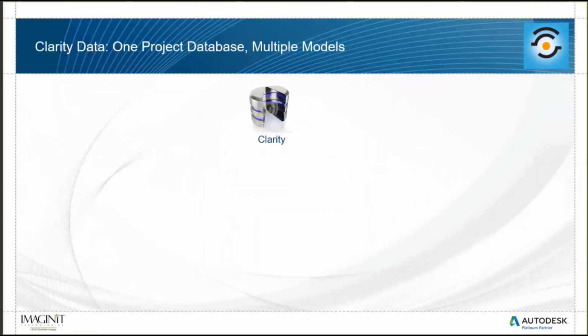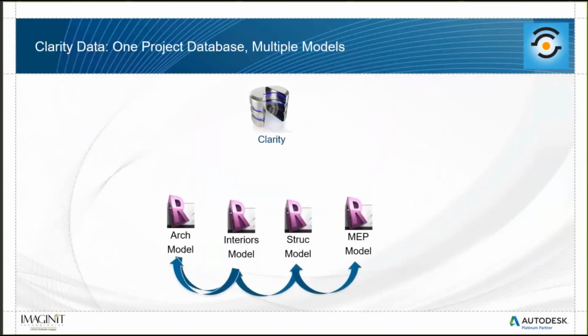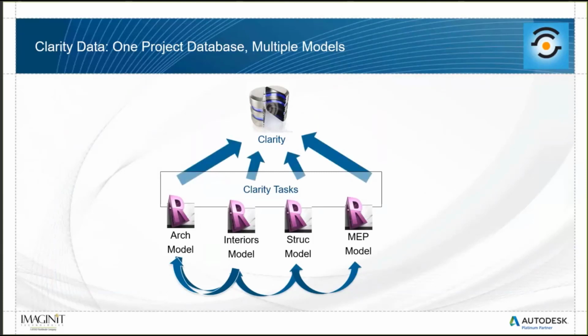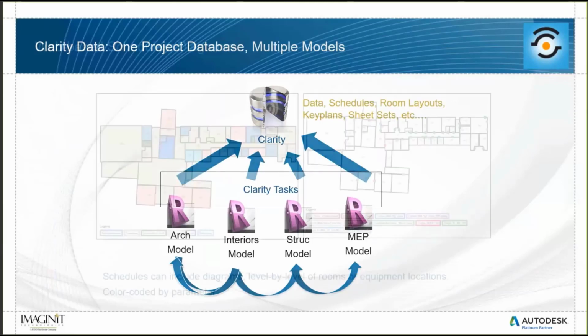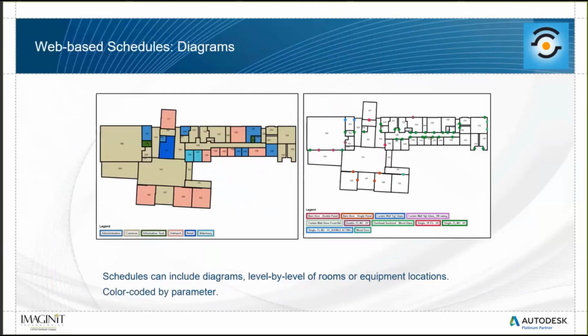And again, we have that one Clarity database, and we can collect all the information from all the models and aggregate it into a single database. Then we have all those tasks that can run on all or any of the models. It sends all that information into that central Clarity database. We can extract from that all the data, the schedules, any of that information. And then those schedules can create even diagrams of where the objects are, or color code things.